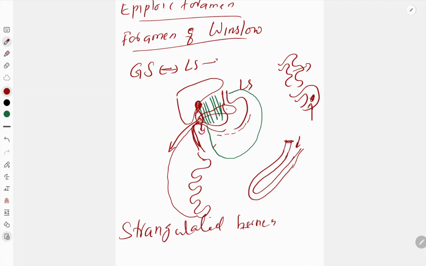Hope you understand. Hope you understood the reflections and some of the peritoneal ligaments in the abdominal cavity.